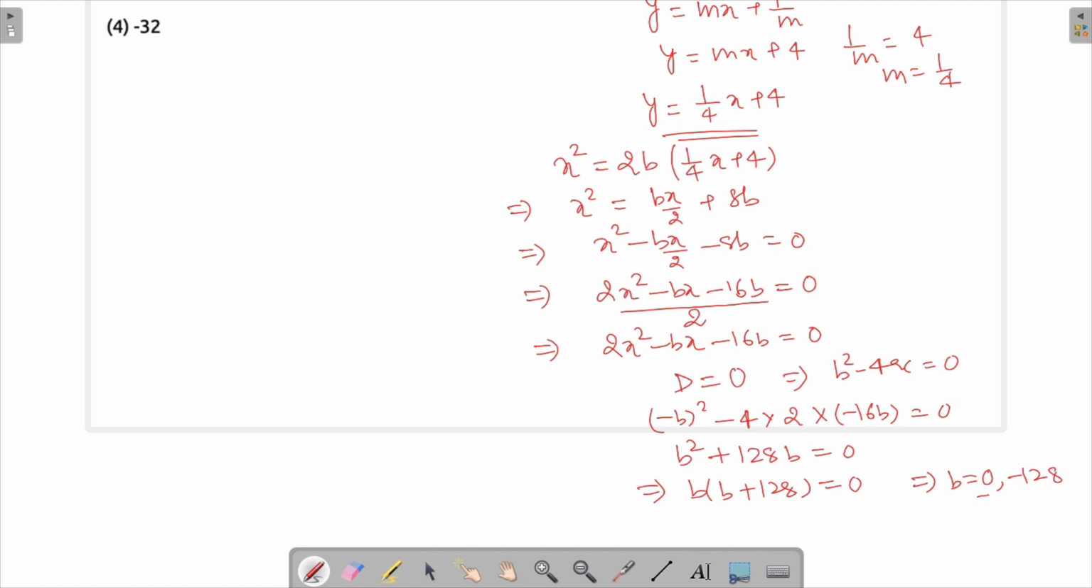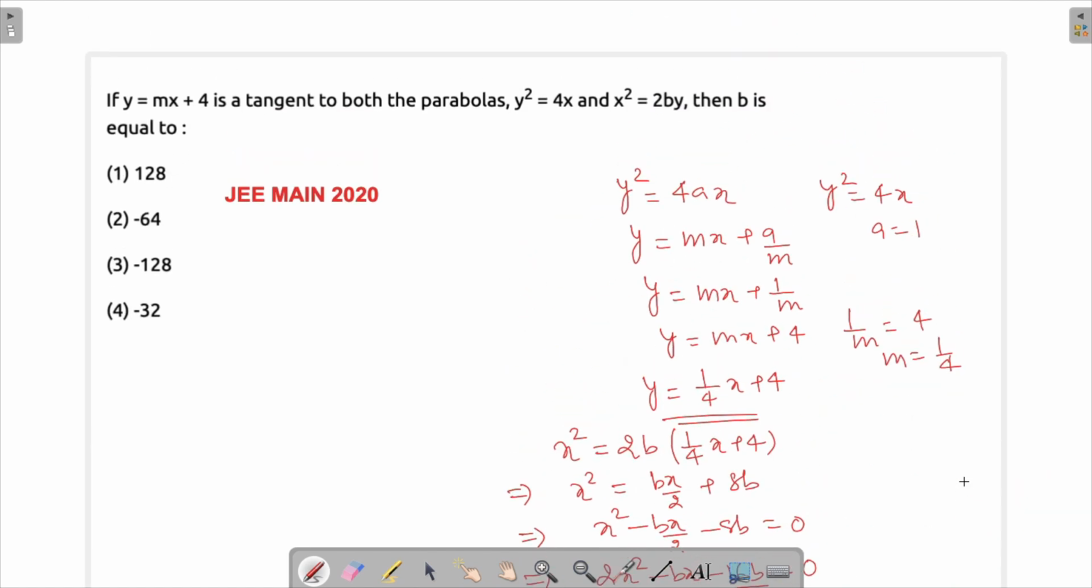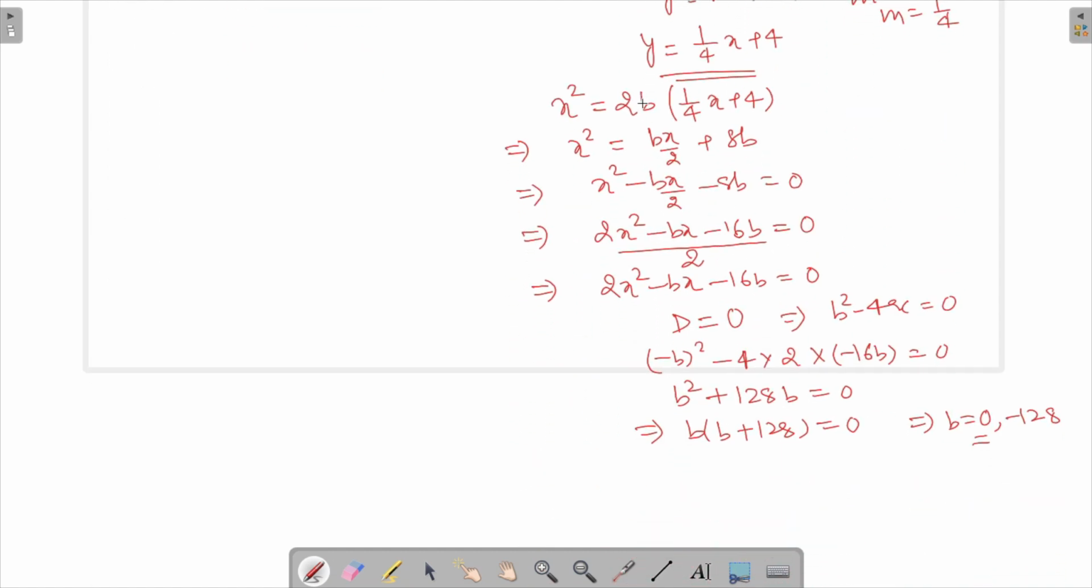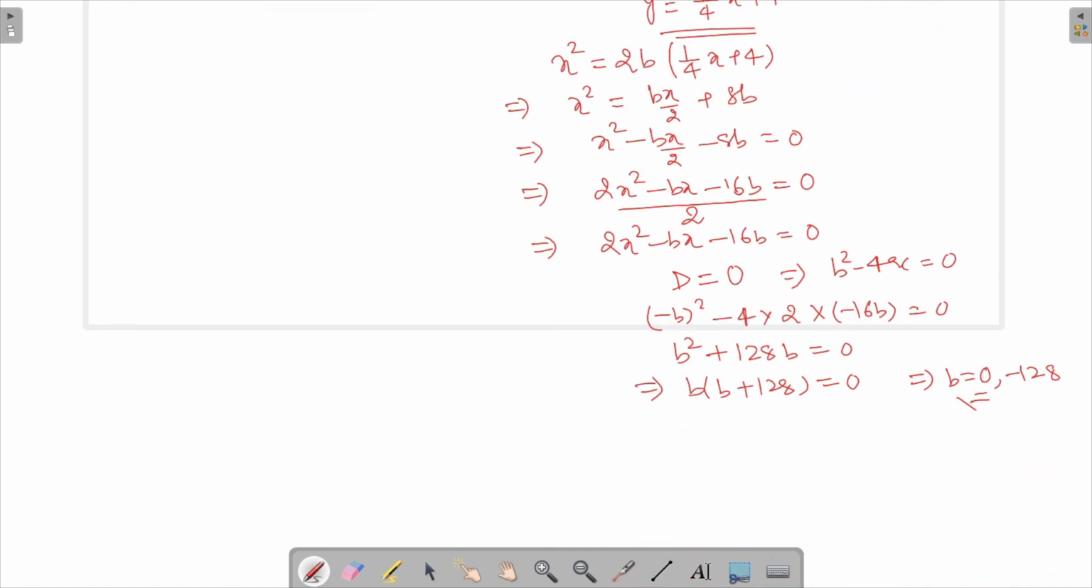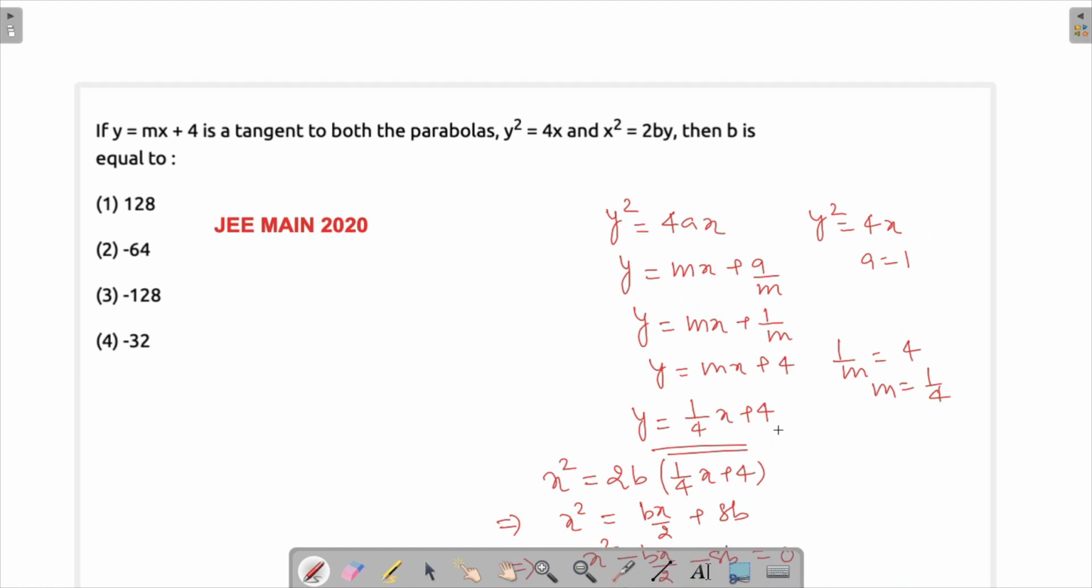Now b cannot be 0. Why? Because if b becomes 0, then x square will become 0 itself. This will not remain a parabola, right? So b equal to 0 will be rejected. The only value of b which is possible is minus 128. And that is one of your options, and this is what is your option here.